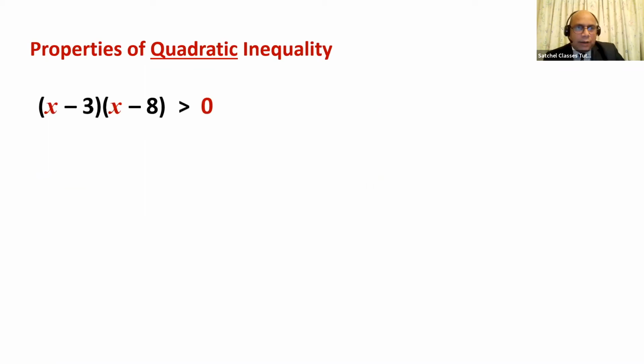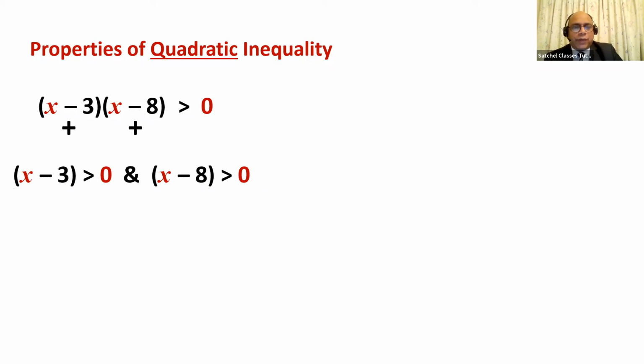And finally, what happens if we have a quadratic inequality in this format? (x minus 3) times (x minus 8) is greater than 0. So we have two numbers which when multiplied give you a positive quantity. When will two numbers multiplied give you a positive quantity? One, when both are positive, which means x minus 3 is positive and x minus 8 is positive, which means both are greater than 0. When will that happen? When x is greater than 3 and x is greater than 8.